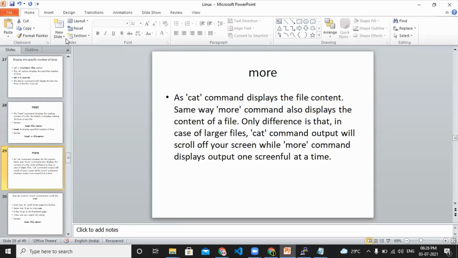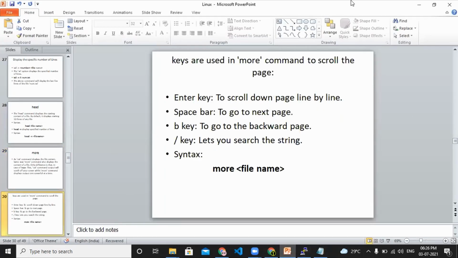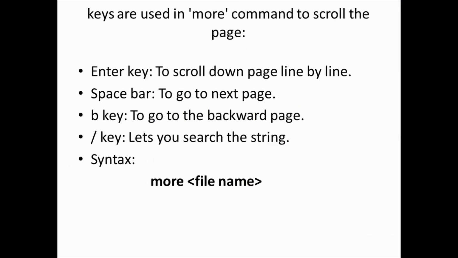And it will display like pages. If you open a book, we're able to see one page, and to go to the next, we do a page turn. In the same way, we use this command called more. These are the keys to turn the pages, in a sense to scroll.